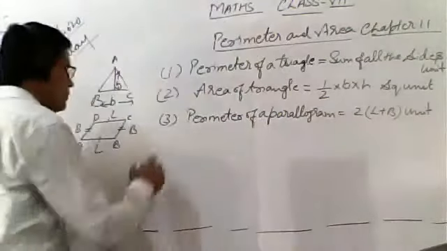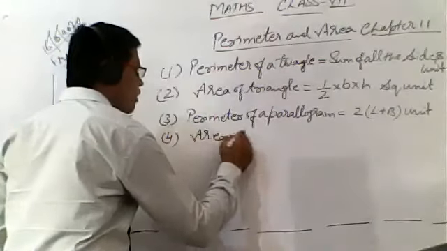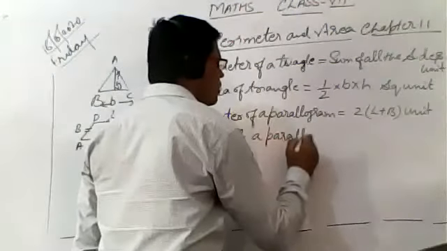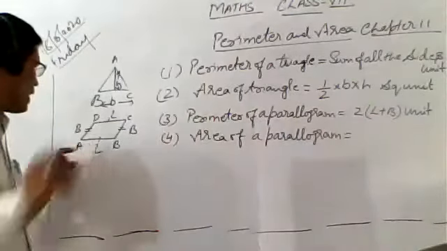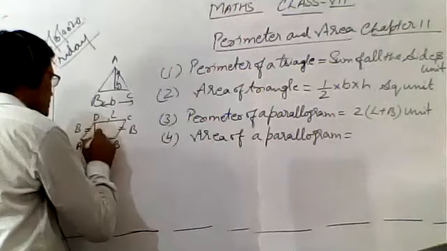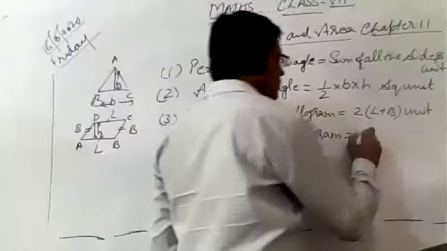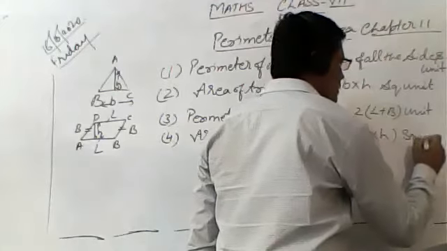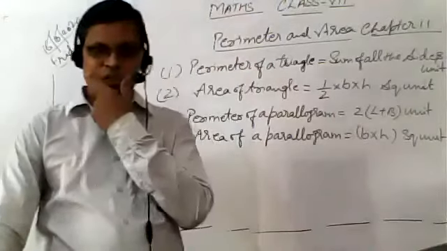And my fourth formula, area of a parallelogram is equal to base into height. We draw a height, and that is perpendicular, and this is my height. Therefore, area of parallelogram is equal to base into height, and unit always is square unit. That means area always comes as square unit.